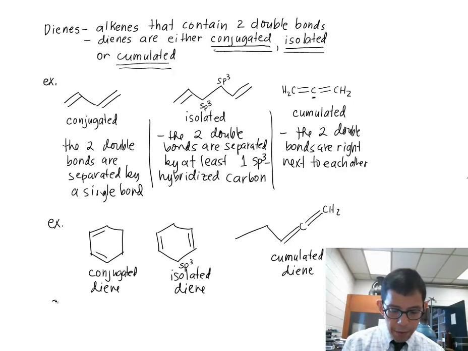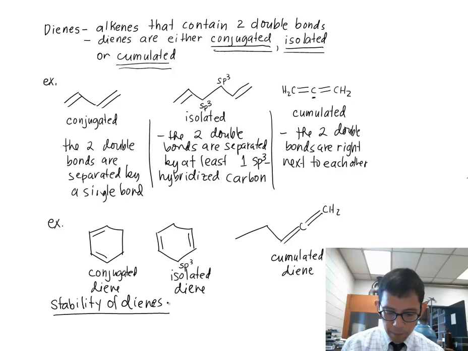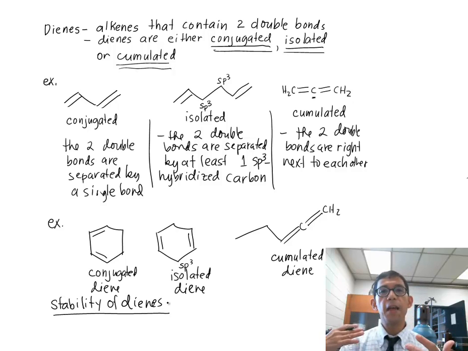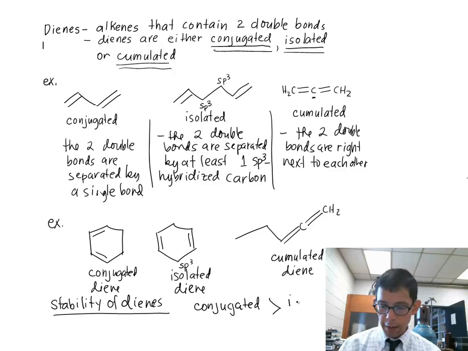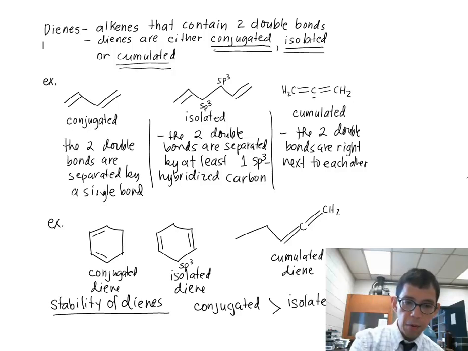As far as the stability of dienes, for dienes that have the same number of carbons, conjugated is the most stable. And then isolated is the second most stable. And then accumulated is the least stable diene.